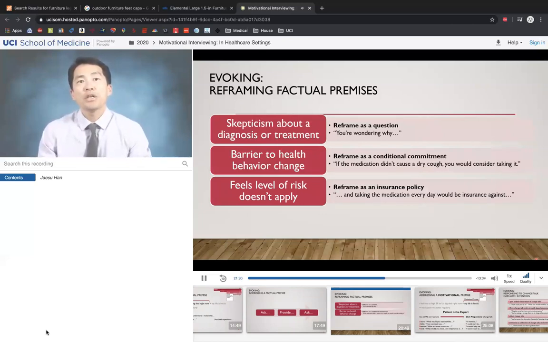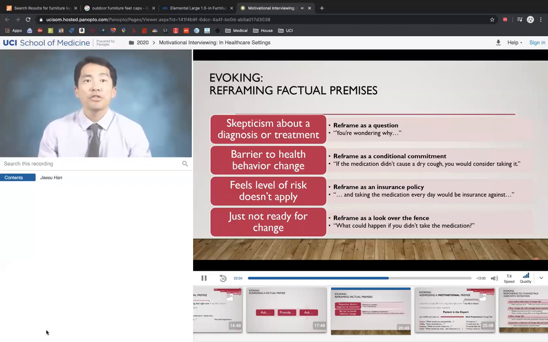Other patients might respond by saying, you know what, I just don't know if this applies to me. So they might say, for example, that both their parents have high blood pressure and they've never had a heart attack or stroke. You might reframe that as an insurance policy. So you might say, your parents have not had any problems as a result of heart attacks, although, as you know, other patients have. And you might consider taking a medication every day as an insurance against having something like that happen.